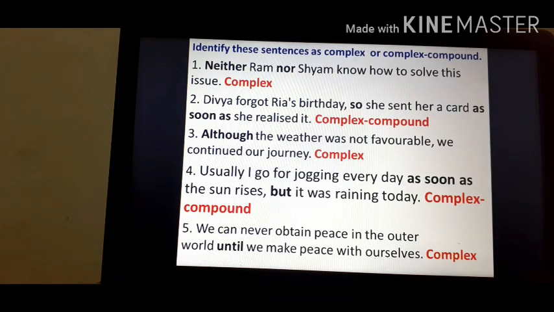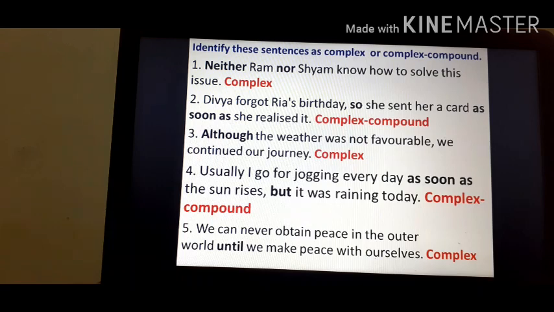So let's understand them more clearly with an exercise. Identify the sentences as complex or complex compound. Neither Ram nor Shyam knows how to solve this issue. It's a complex sentence. Second, Divya forgot Riya's birthday, so she sent her a card as soon as she realized it. As you can see here, there are two independent clauses and one subordinate clause. Thus, this is an example of a complex compound sentence.